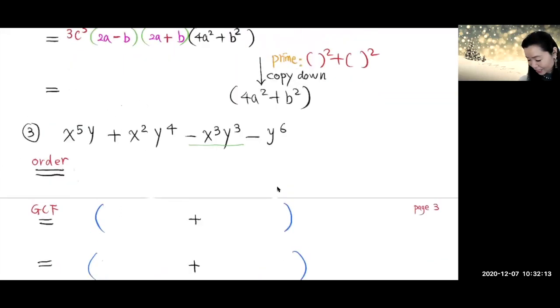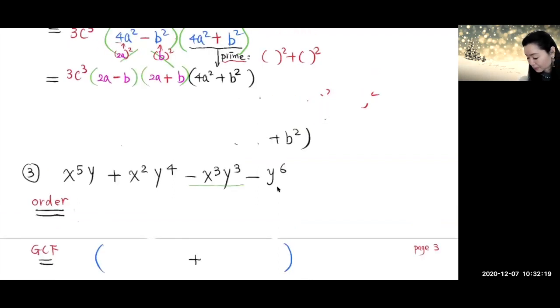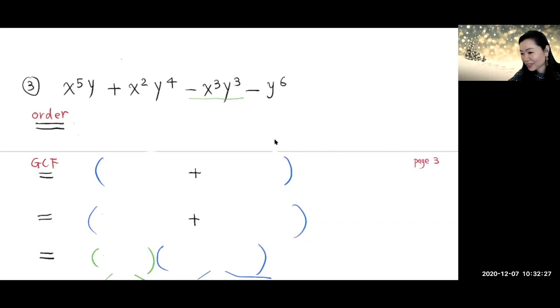Okay, so you don't need the last one right here. Okay, the last one. Well, actually, may not be the last one, the second last one. First we put it in order. This has x and y, so you order them from the highest power of x to the lower power of x. So you have this x to the 5th y, and then next one will be x cubed y cubed, and then x squared y to the 4, and then y to the 6.